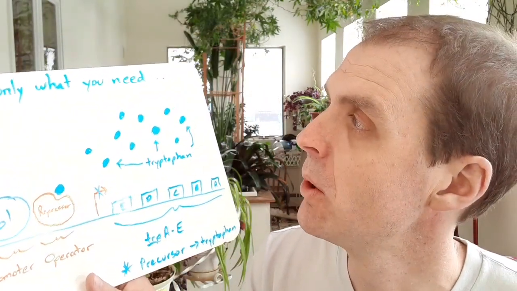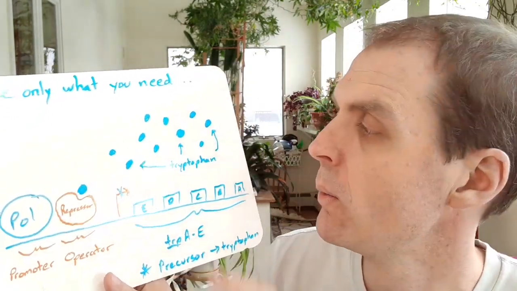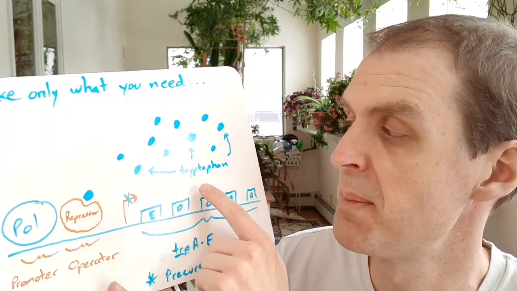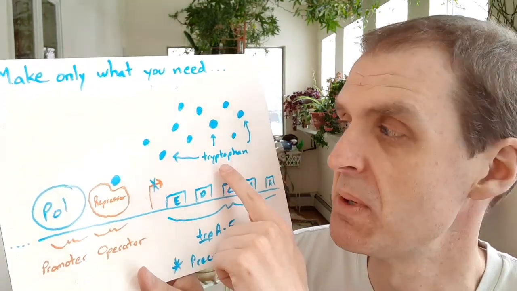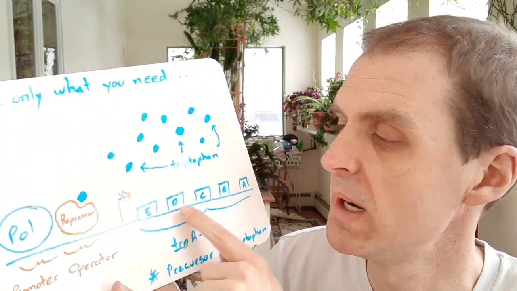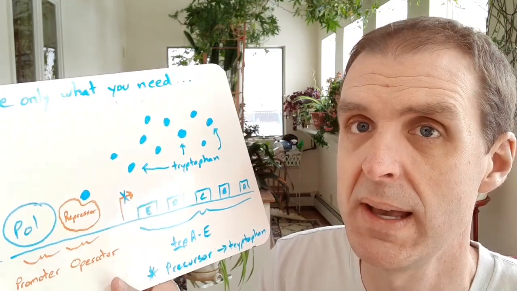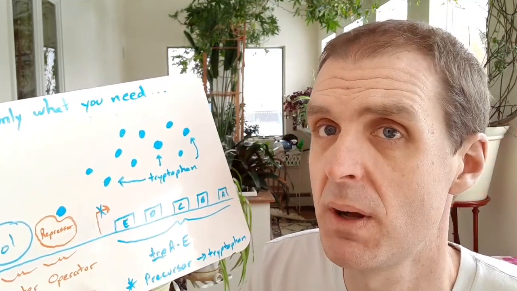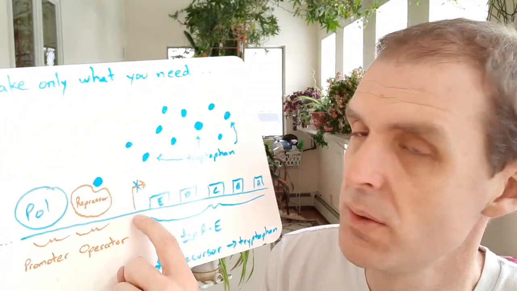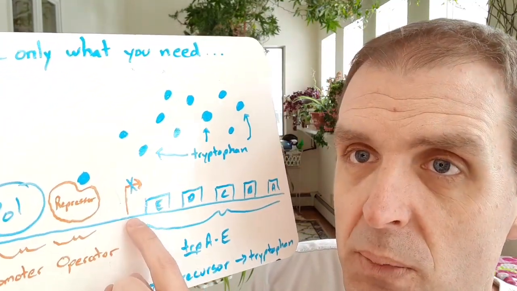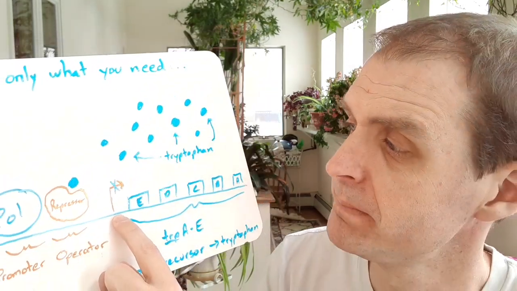All right, so make only what you need. Well, I've set up a situation here where blue dots up here represent tryptophan. So in this case, the cell has plenty of tryptophan, and you wouldn't want to transcribe these enzymes. It would be a waste, and maybe those precursor molecules could be used for something else. So you want to block the transcription. So I drew a blue X through the transcription start site arrow.